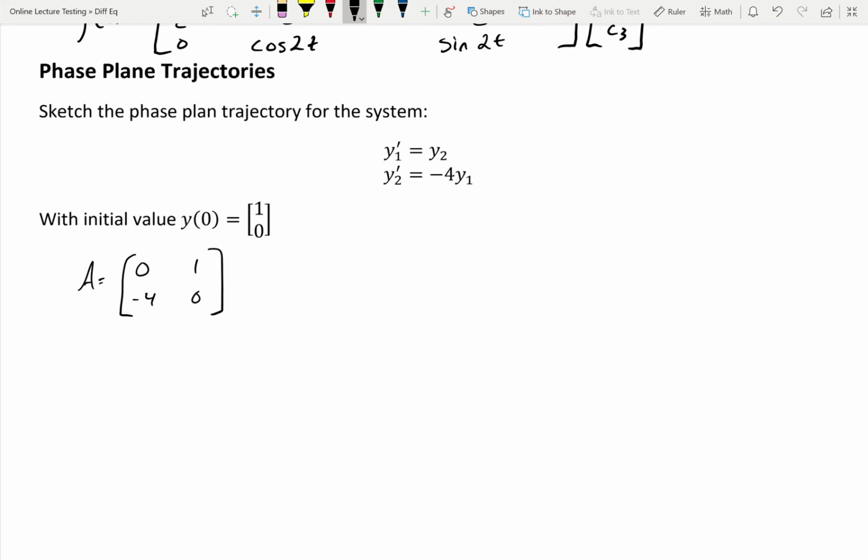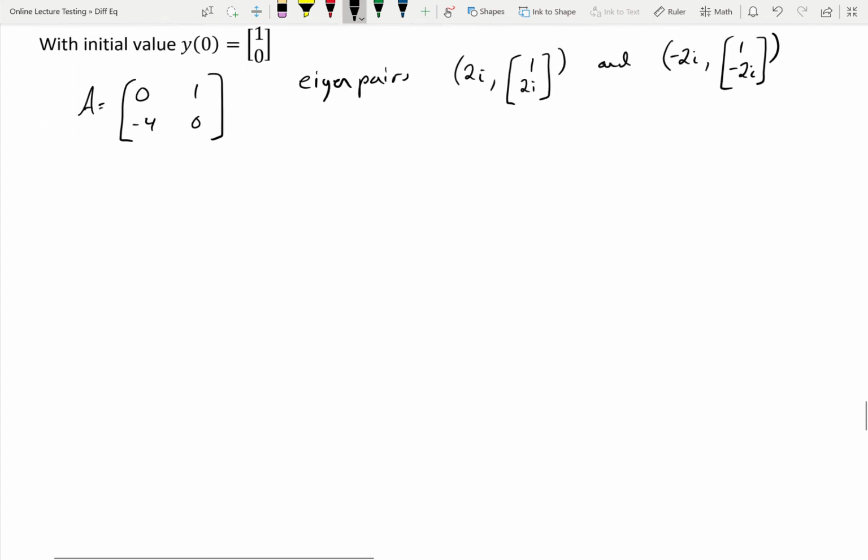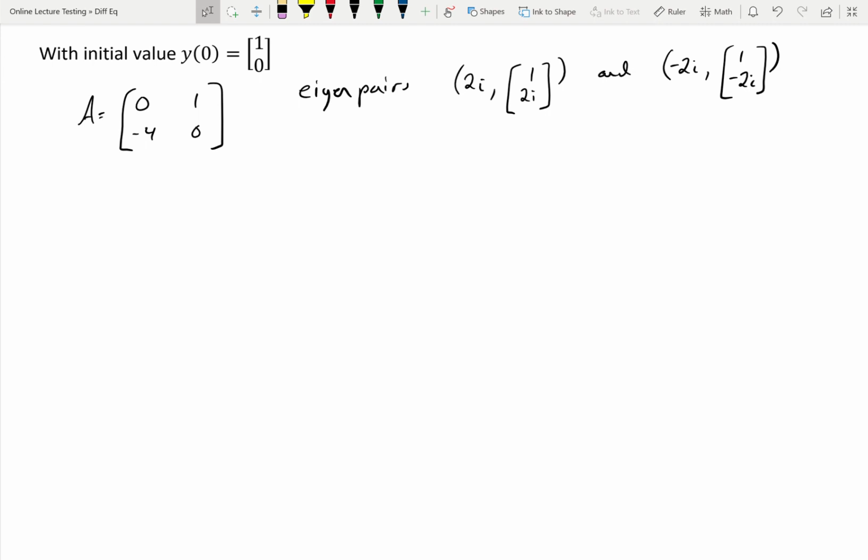All right, and I'm going to go ahead and give you its eigenpairs, which you can find, but we only really have to look at the following. We get 2i, which is the first eigenvalue, and its eigenvector, which is 1, 2i. And the other is negative 2i, so again, complex pairs here, and 1, negative 2i. I'm going to look at this first one because that's going to give me all I need for this particular trajectory. So we need a solution.